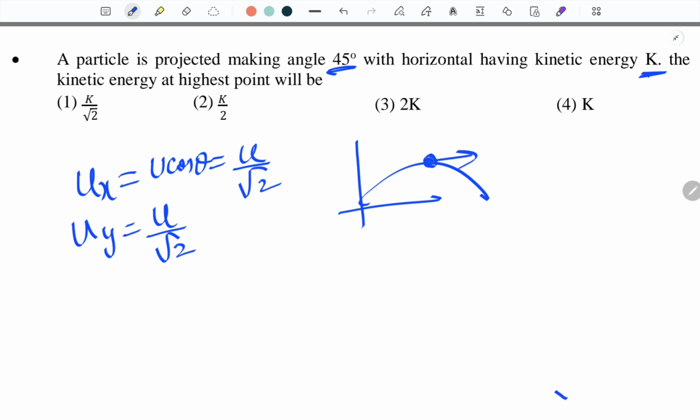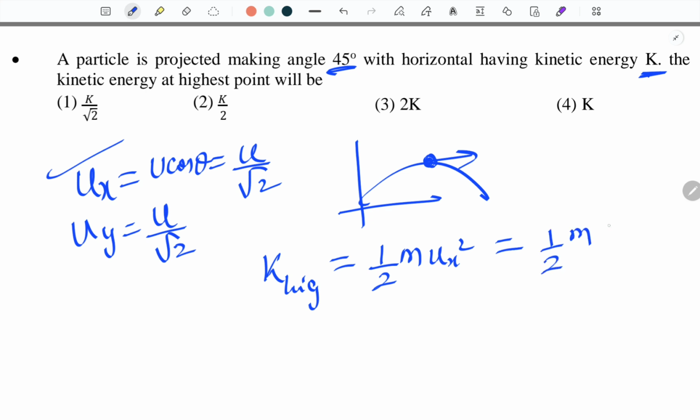सिर्फ x कंपोनेंट होता है, y कंपोनेंट नहीं. तो जाहिर सी बात है काइनेटिक एनर्जी इज ओनली ड्यू टू ux. तो काइनेटिक एनर्जी एट द हाईएस्ट पॉइंट विल बी इक्वल टू हाफ m ux square instead of half m u square. So it is half m ux square मतलब u square by 2 आएगा. तो 1/4 m u square is the answer at the height.